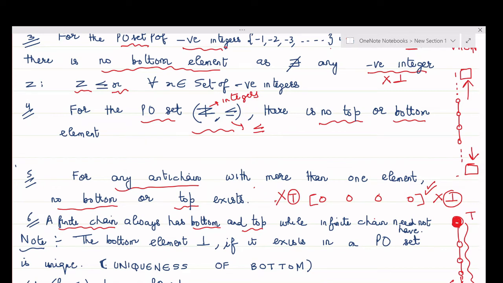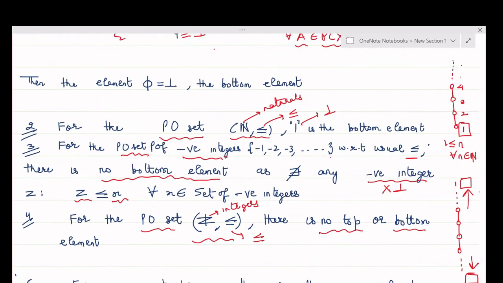So a finite chain always has a bottom and a top element, whereas an infinite chain need not have a bottom or a top element, as we have seen in the set of natural numbers with respect to the usual less than or equal to sign here. This is an example of an infinite chain in which a bottom element exists but a top element is not there. Again, this is an example of a chain, the set of integers, which does not have a top element and does not have a bottom element.